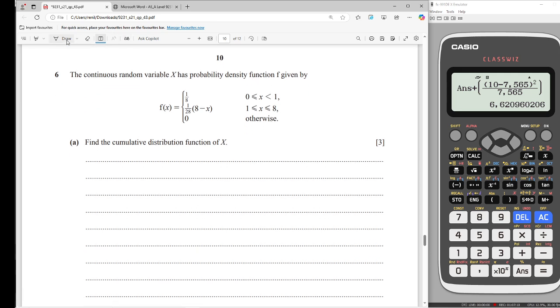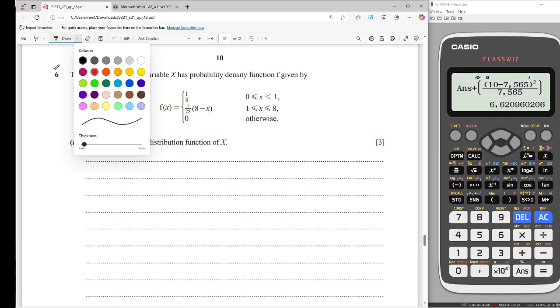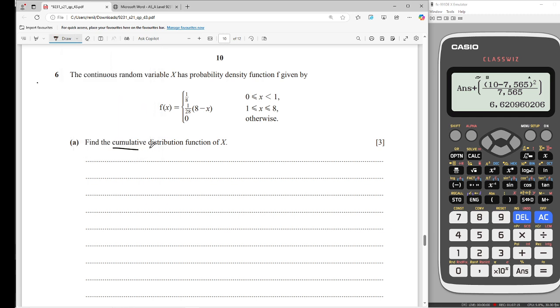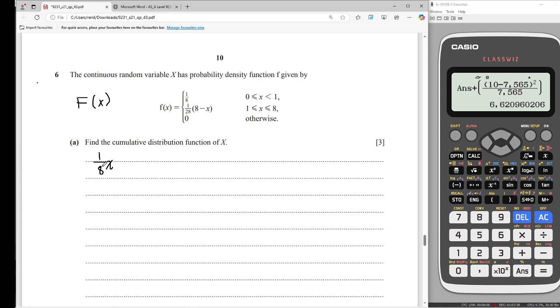Okay, continuous random variables. So they're asking us to find the CDF, which is cumulative distribution function, when we have the PDF, which is right here, and CDF is represented with capital F, just to let you know. And how do we do this? For the first function, we just need to integrate 1 by 8, which gives us 1 by 8 x. We always integrate with respect to x. So that's our CDF for the first function.